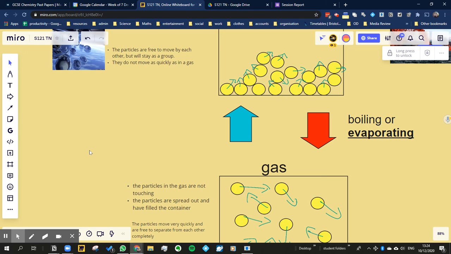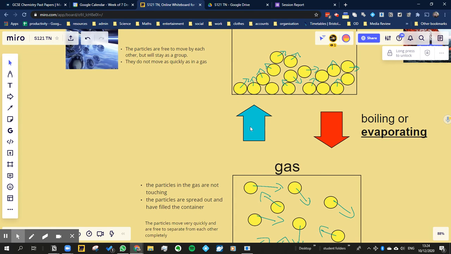So, that's evaporating. When you are boiling something, what that really means is that all the particles are, on average, they have enough energy to evaporate, whereas you can have evaporation below boiling point. So you can have evaporation even at very cold temperatures. So boiling is slightly different to evaporating. So evaporating is a better word to use here.